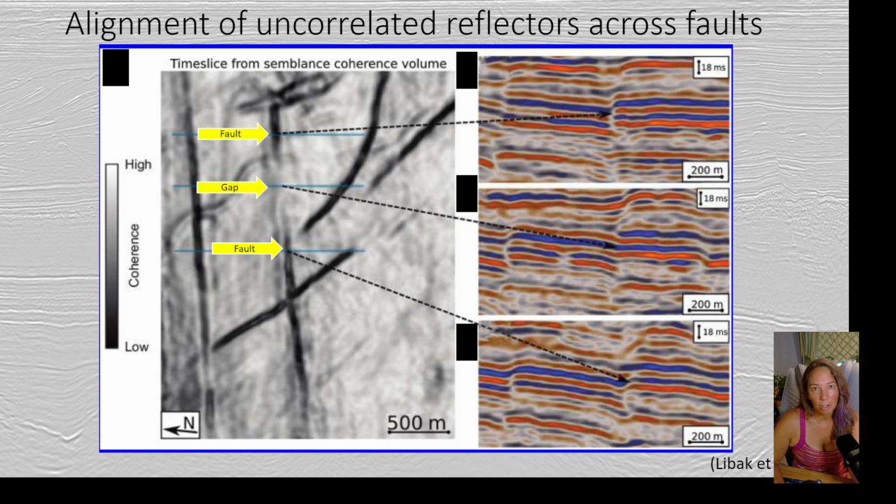And so if we look at the cross sections through it, we can clearly see, if we think about ourselves as an algorithm, that an algorithm would not detect much coherence along these horizons because they're very strong on either side of the fault. But we as a human would see the fault continuing through it. So multispectral coherence is one way we can get around this problem.